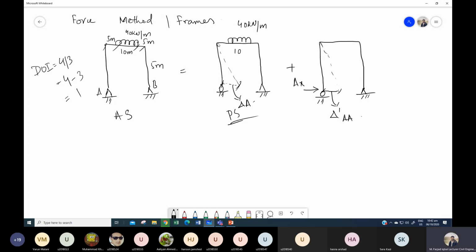It's up to you, but we don't need it because we only have one particular unknown that we need to find out. So we will show only that deflection. We only need to find this AX. If we were supposed to calculate some other reaction, then we would have shown the whole shape. It will deflect something like this, right?